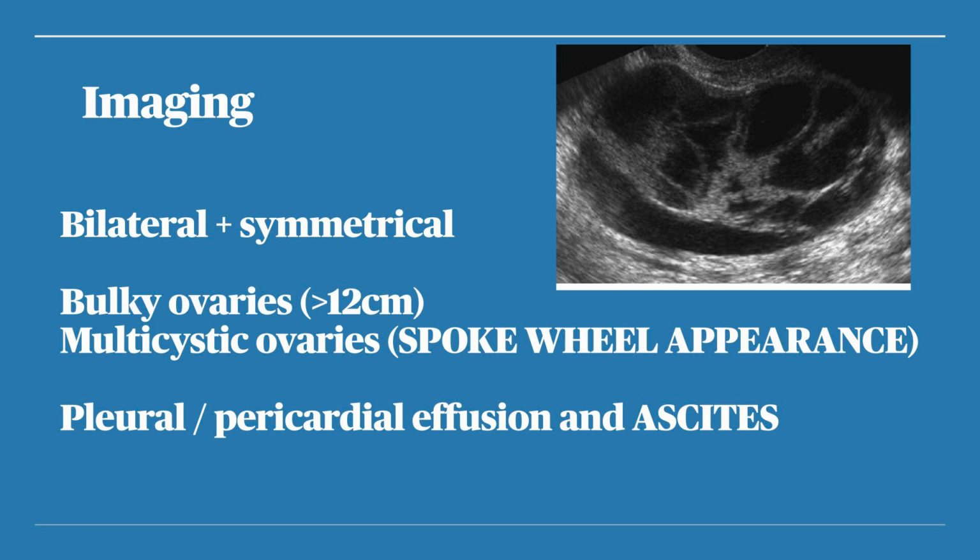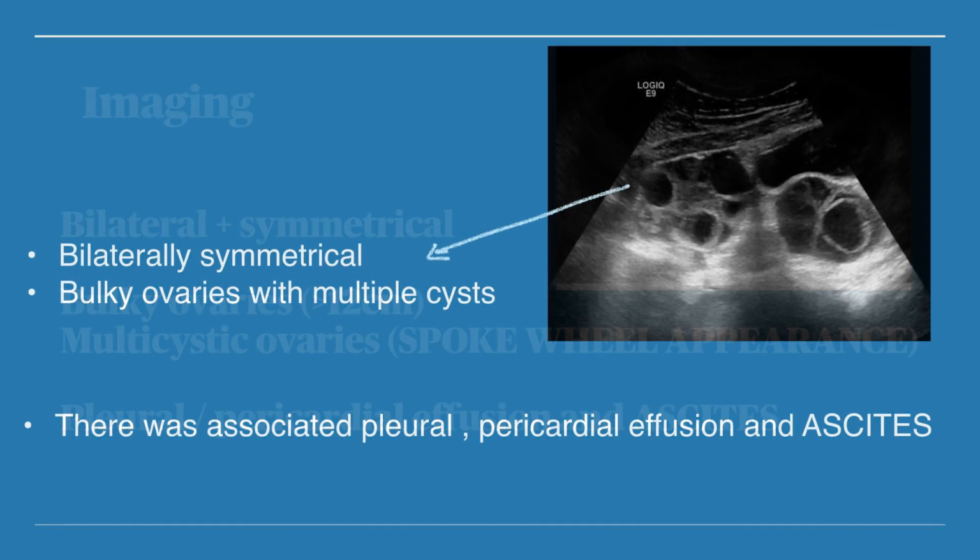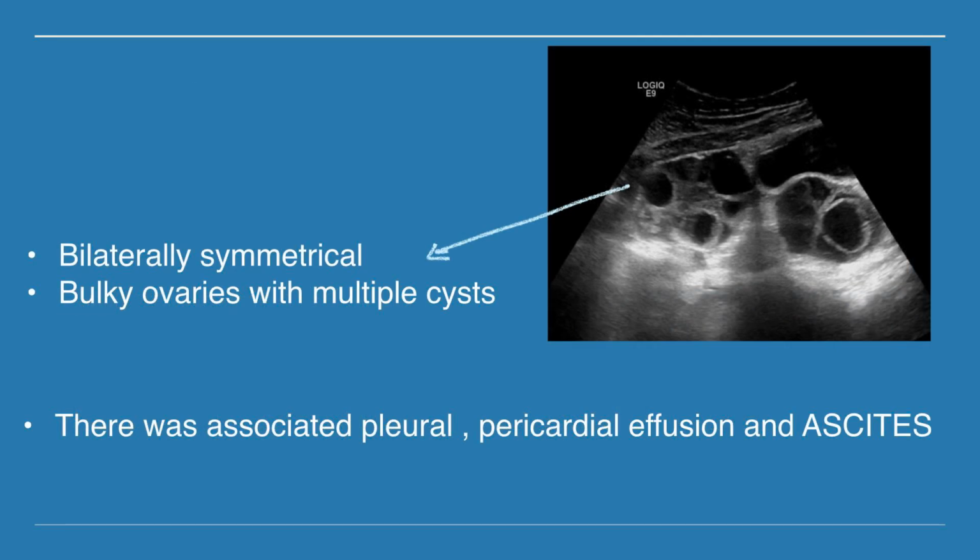The second typical feature will be, as the name suggests, hyperstimulation. So there will be multiple cysts giving a classical spoke wheel appearance. And the third feature will be accumulation of fluid into spaces. Any of the three spaces will show fluid accumulation within those spaces. So this is the basic thing you will diagnose as a radiologist.